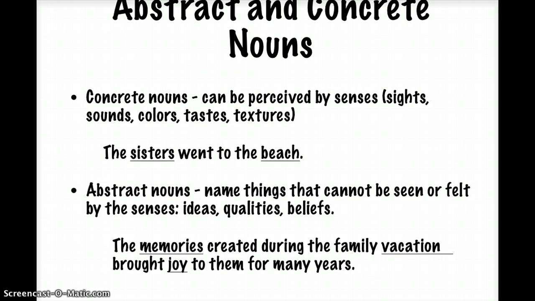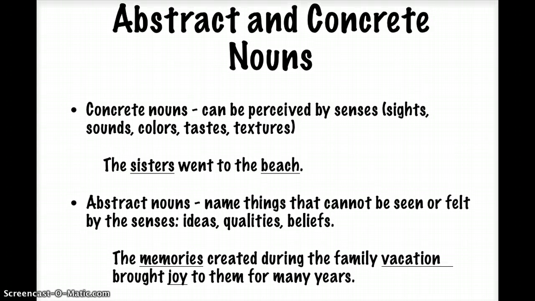Then we have abstract and concrete nouns. Concrete nouns can be perceived by senses: sights, sounds, colors, tastes, textures. So an example of concrete nouns, the sisters went to the beach. Sisters, that's a person, we can see a person, touch a person, hear a person. So all of that makes it concrete. And then the beach is something we can also see as well, so that makes it concrete.